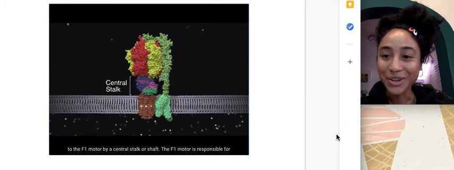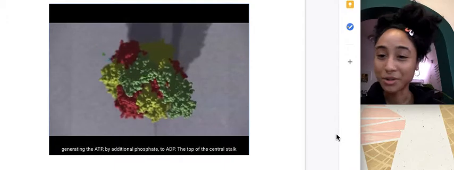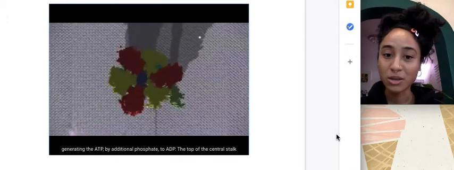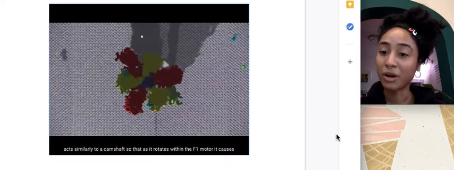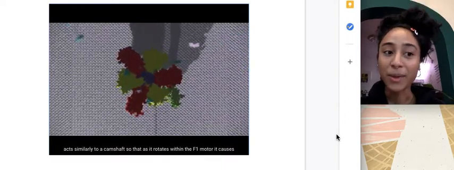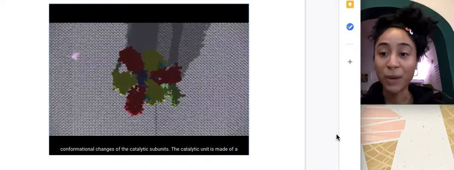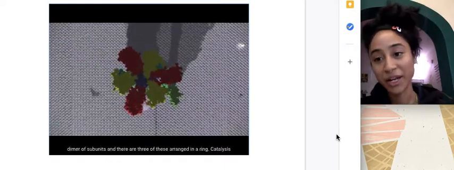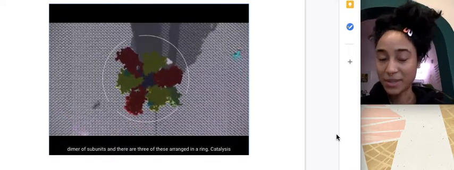It's very cool. The details in this video are a bit much, and you don't need to know all of it. The main things that you need to know are that it's a motor protein embedded within the mitochondrial inner membrane, and it is where ATP is made and how ATP is made from adenosine diphosphate and inorganic phosphate. So those are the main things you need to know for ATP synthase.